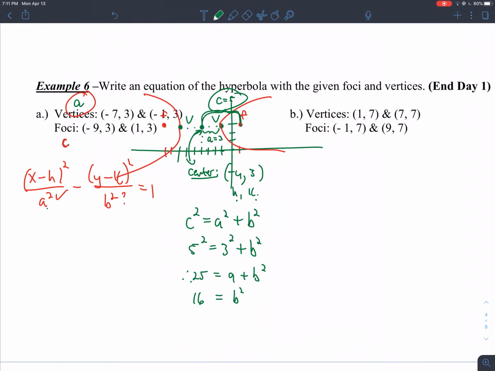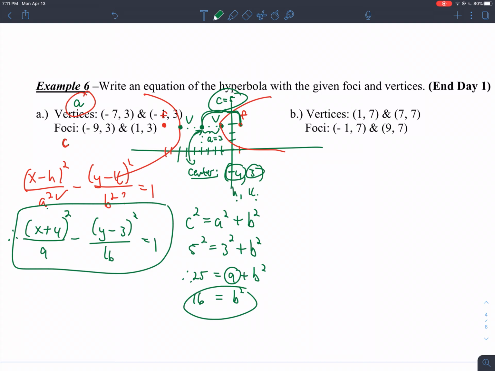Okay? And so now we can plug stuff in. We know what we need. X minus H. H we got here. That's negative 4. So minus 4 is plus 4 squared over A squared. So we said here A squared is 9, because A is 3. Minus Y minus K squared. Well, K is 3. Over B squared we just found to be 16. Equals 1. So there is the formula.